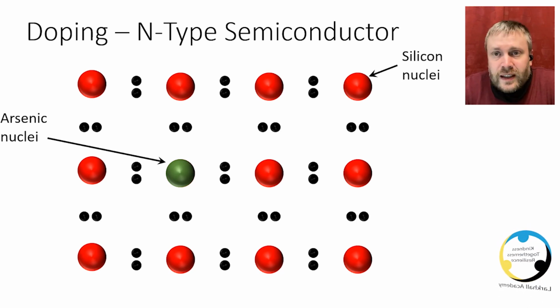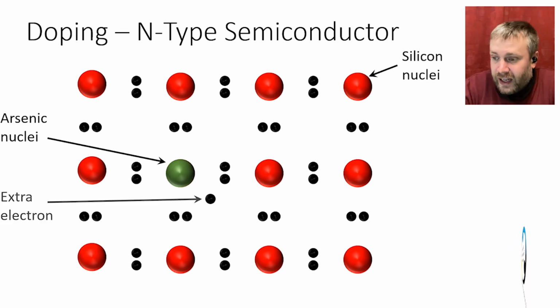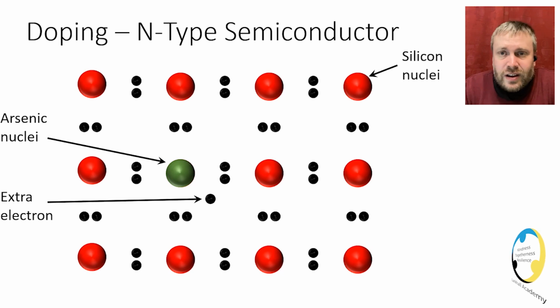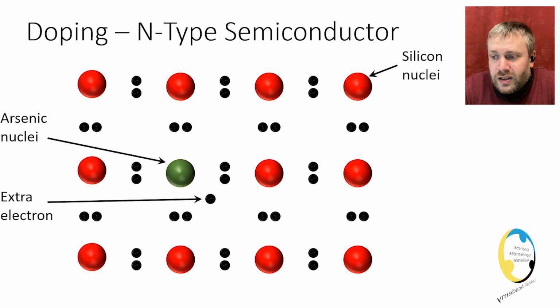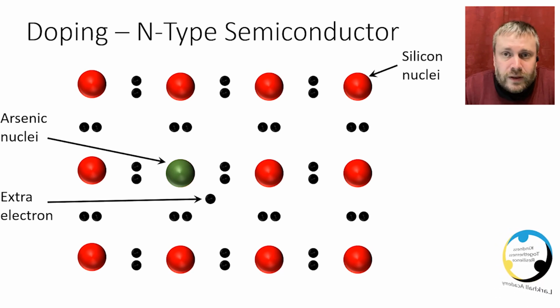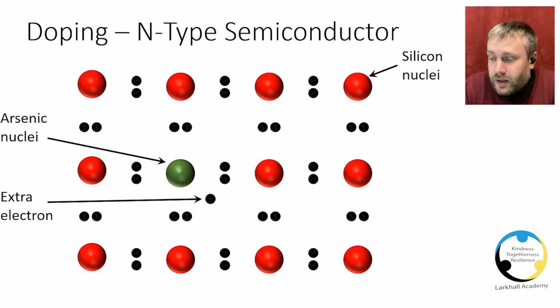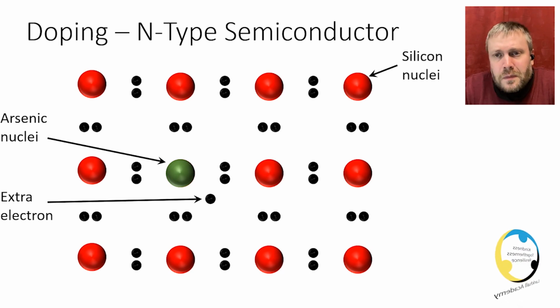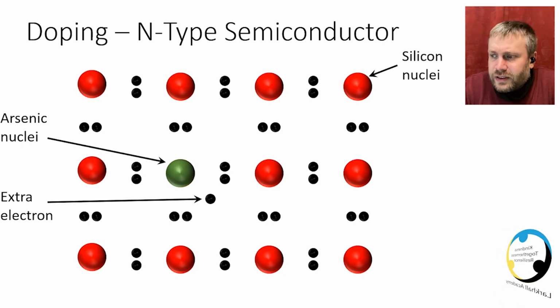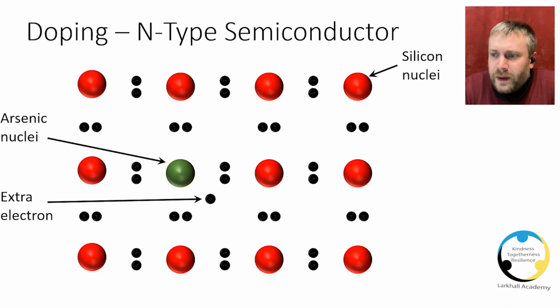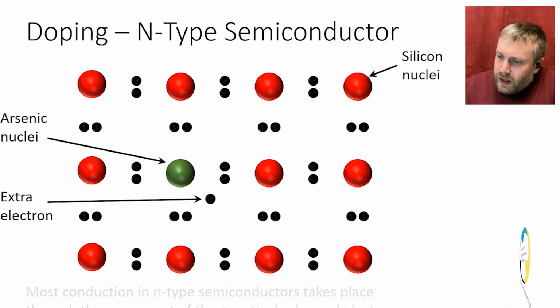So what we find is we end up in this case with an extra electron. This extra electron is just free to move around the medium, and as it moves around the medium, it is able to take the charge that it's got with it. That's what is going to allow the current to flow in this case. Okay, so that's the two different types of doping that we've got: the P-type and the N-type.